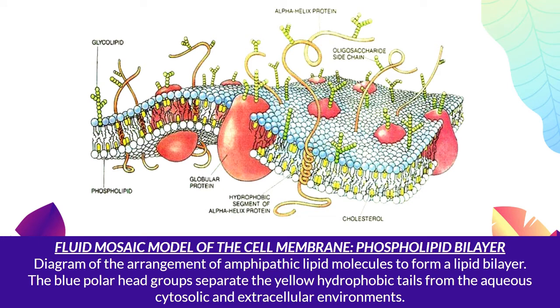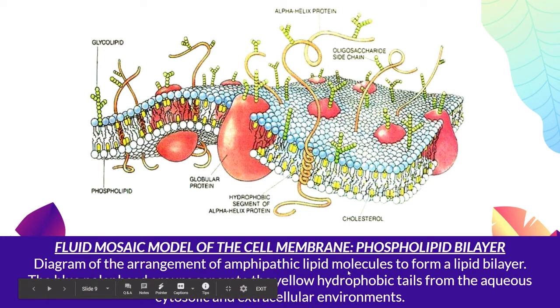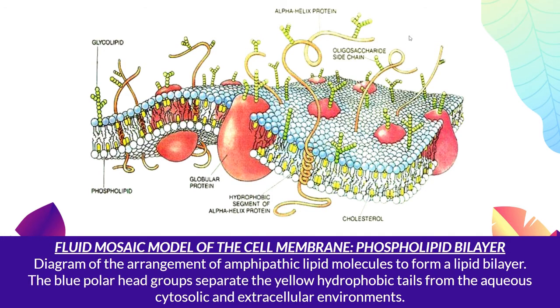The polar heads are facing towards the aqueous environment, towards the water, because they are hydrophilic. While the tails, the yellow ones here at the bottom, are facing away from the water because they are hydrophobic. They do not want water. So hydrophilic polar heads face towards aqueous or watery environments, then the hydrophobic tails are facing away from the water.